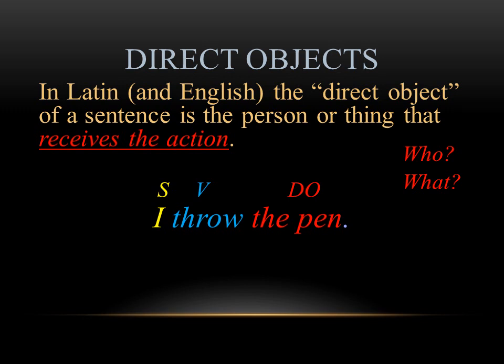You're saying I throw what? I'm throwing the pen. In other words, the person or thing that is being thrown or receiving the action is the pen. The subject is I. It's performing an action of throwing. And the thing being thrown is the pen. That's what we call a direct object in English and in Latin.